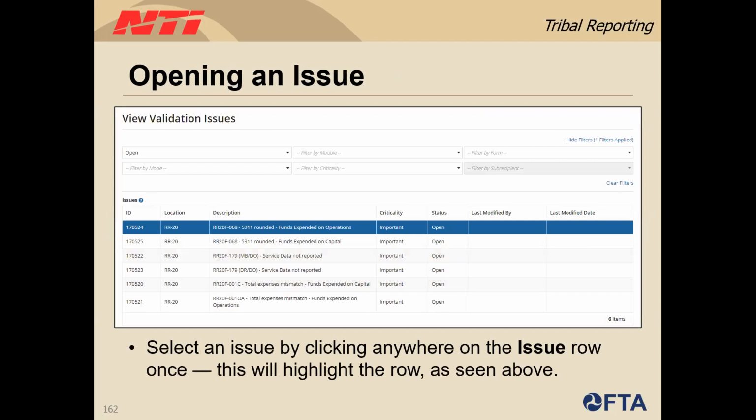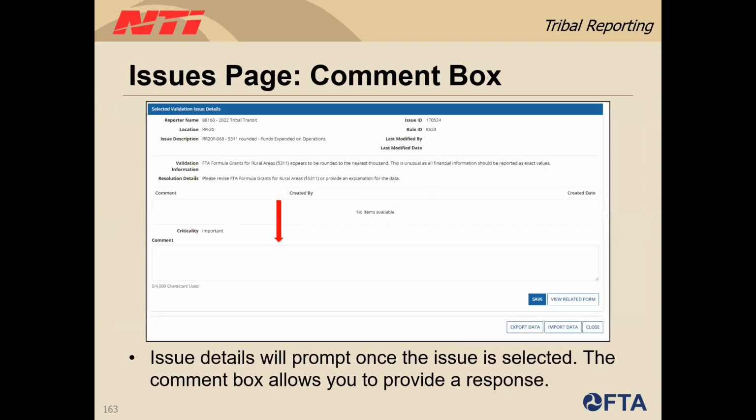After selecting View Issues, a new page will appear with a list of your open issues. If you click on the issue line item once, it will highlight in dark blue, and after the issue highlights, scroll down the page to review the issue's language. After reviewing the language, you can either comment in the comment box with an explanation and save your response, or you may choose to click on View Related Form at the bottom to make any updates needed to the data.